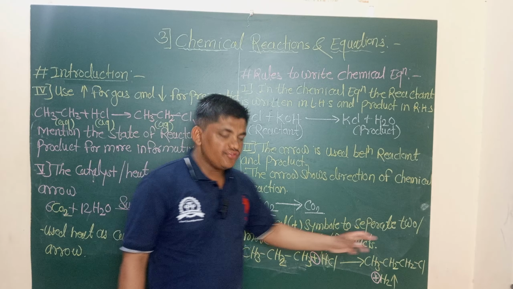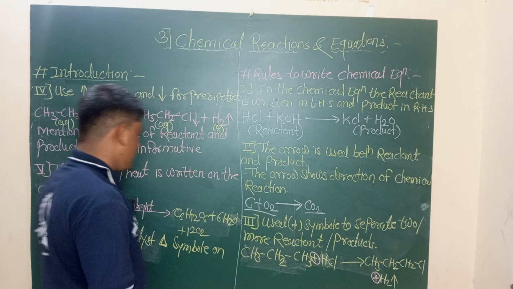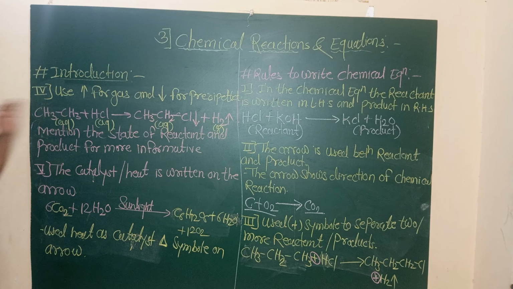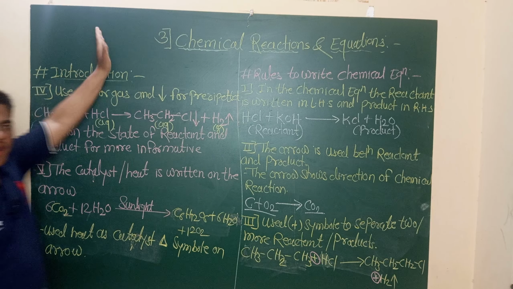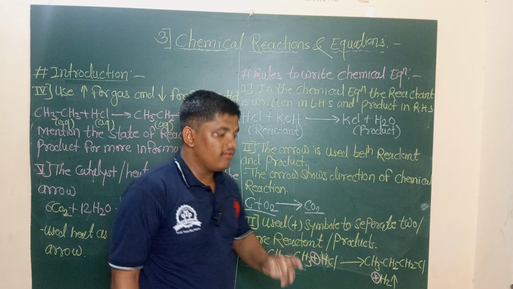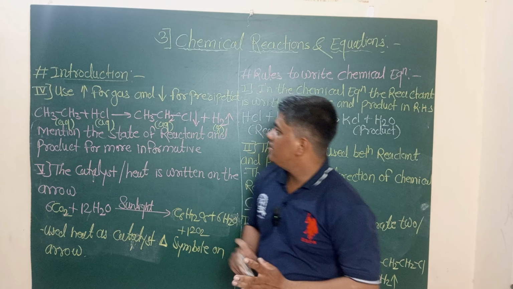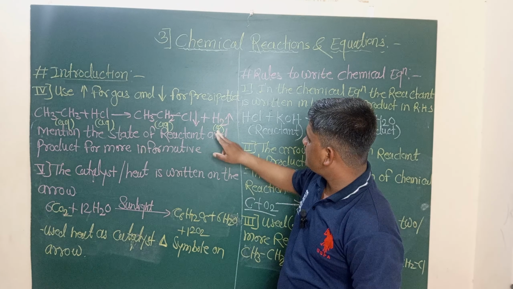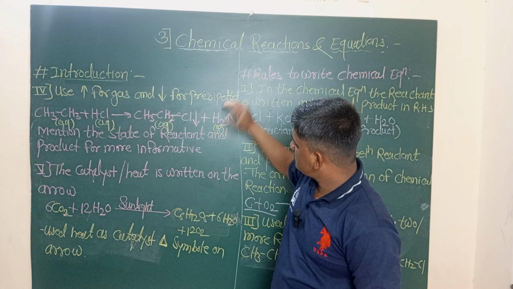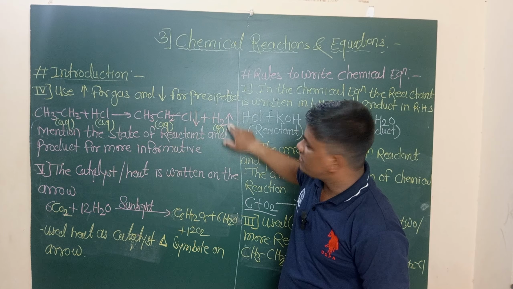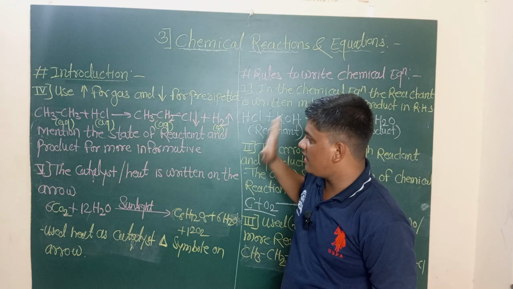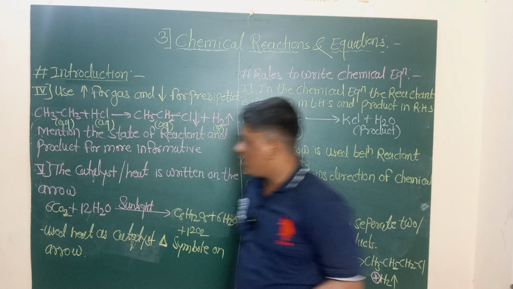Then the third one: use the plus symbol to separate two or more reactants and products. Then the fourth one: use the upward arrow or downward arrow for gases and precipitates. If a gas is released, for example hydrogen gas released from this chemical reaction, use the upward arrow to identify that this is a gas.